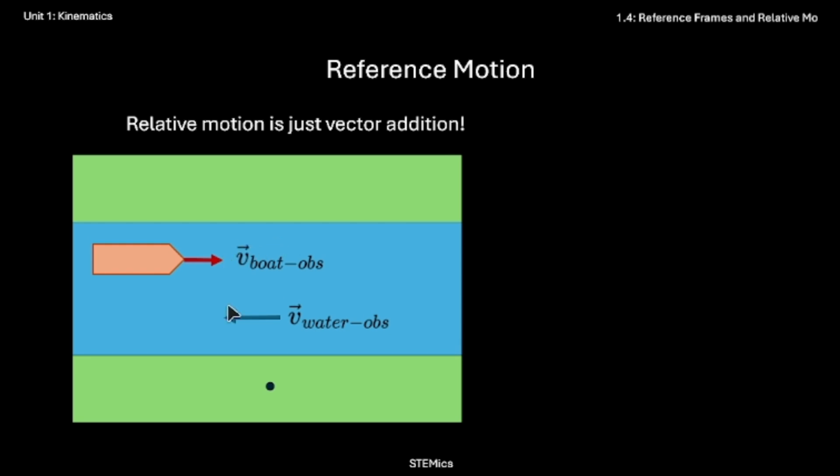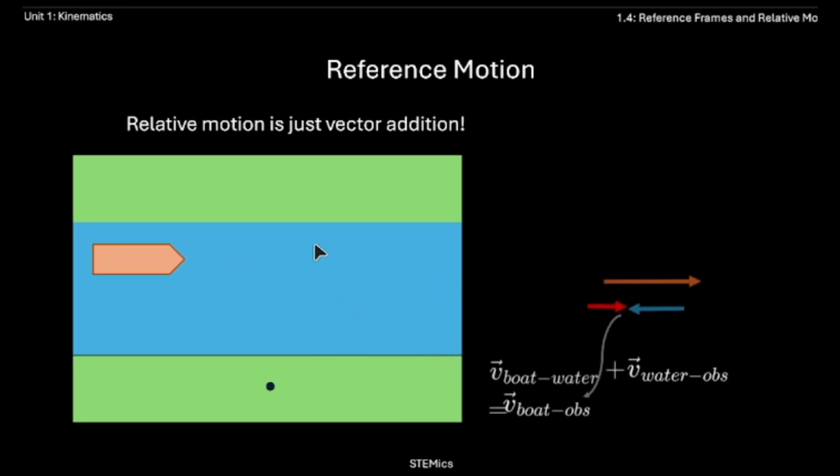So let's take an example of an observer represented by this black dot and the motion of the boat. Relative to the observer, the boat is moving at this velocity here. You can indicate it by a subscript with boat dash observer, like that. But the velocity of the water is going backwards. So actually, when you think about it, if the water was still, the boat would be going much faster, right? So we can represent this as vector addition.